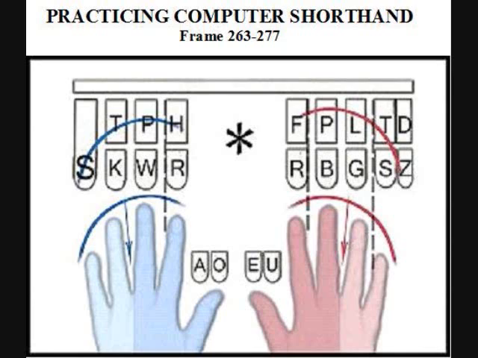And this completes the 18th dictation tape for practicing computer shorthand. Practice hard and keep those fingers flying.